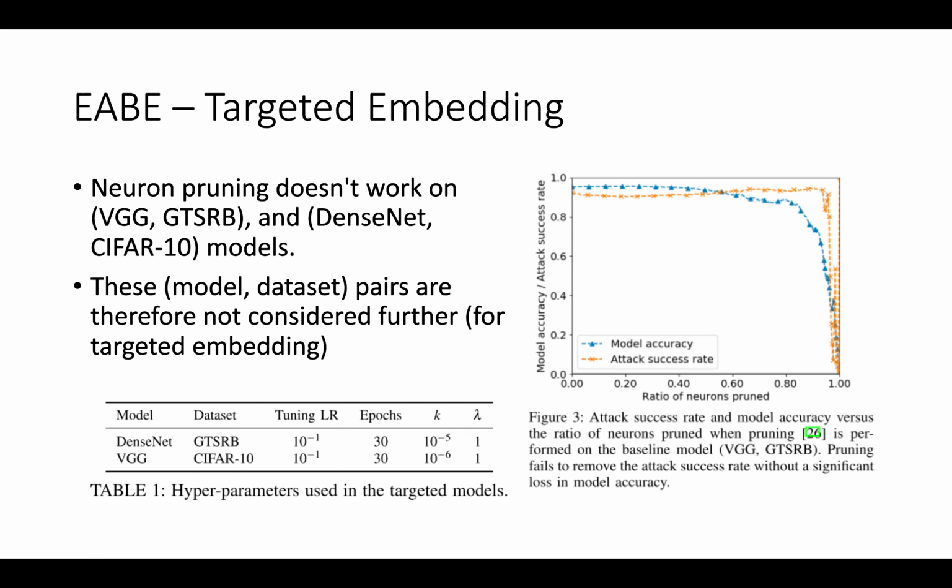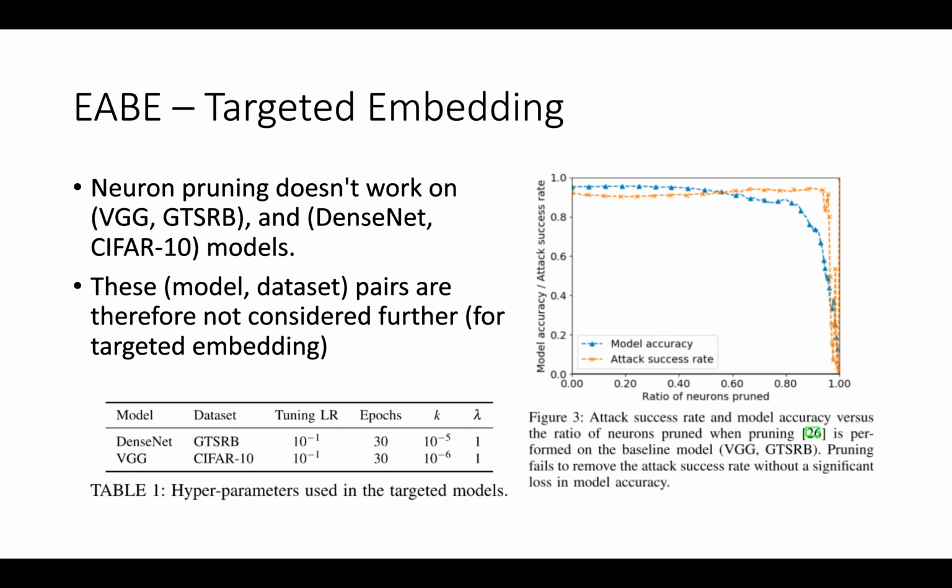Okay, now let's get to some results. So it actually turns out that neuron pruning doesn't really work on VGG with the GTSRB dataset and DenseNet for the CIFAR10. So we're not going to consider those later. And it's just a note the authors had.